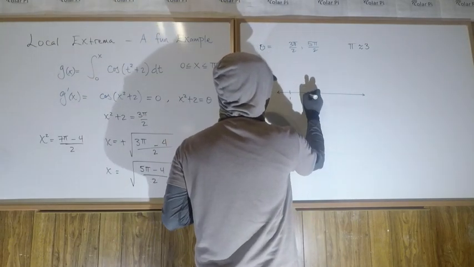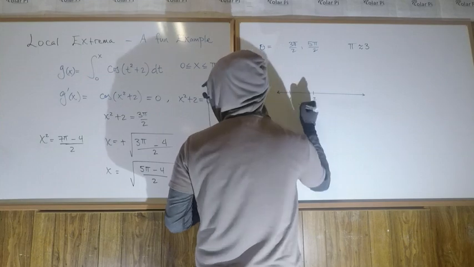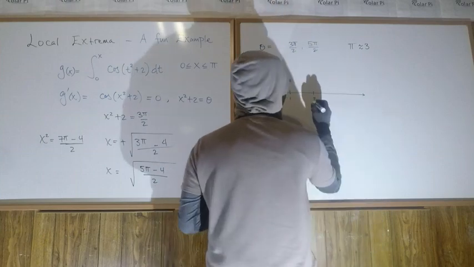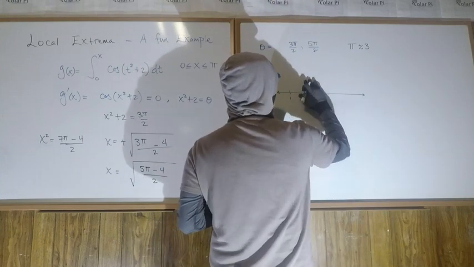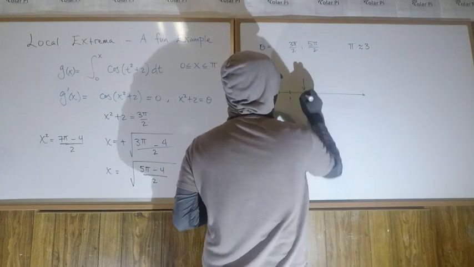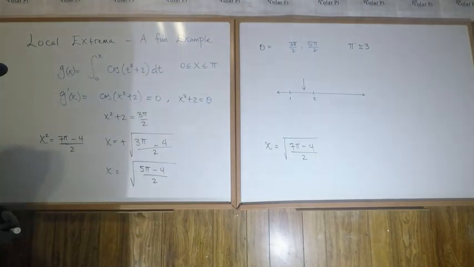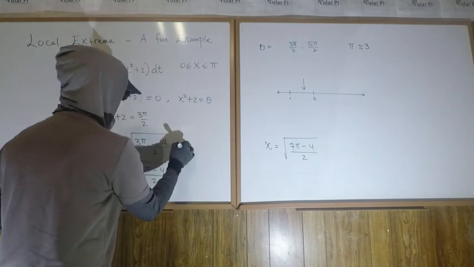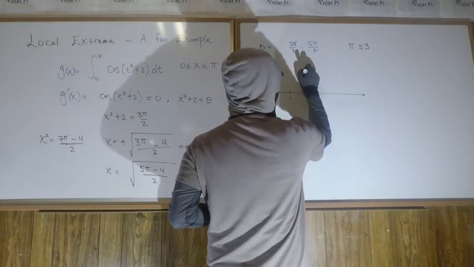So if this is 1 and this is 2, then this here, the square root of (3 pi minus 4) over 2 is somewhere over here, right? Actually a little to the left, but again, all we care is that we know what 2 integers are around it. So this is, let's call it A. This is A, got it.